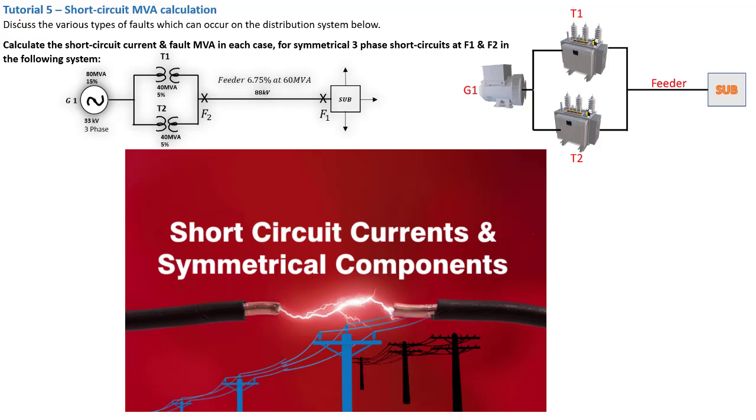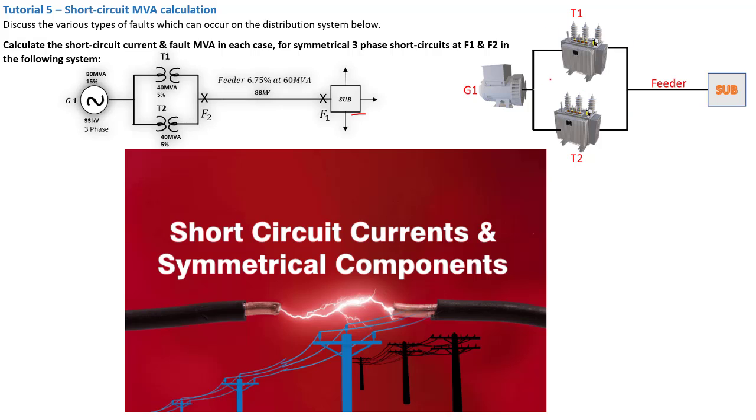This is tutorial 5 in our series of tutorials on short circuit calculations, in other words, fault current calculations. Now in this tutorial, we've got a network that is made of a generator and two transformers, T1 and T2, that are coupled in parallel, and they are feeding a feeder line into a substation. This one will be a distribution substation that is going to go through different areas.